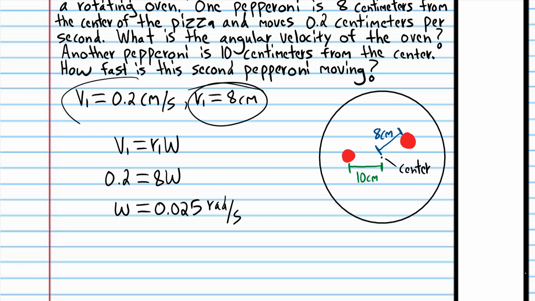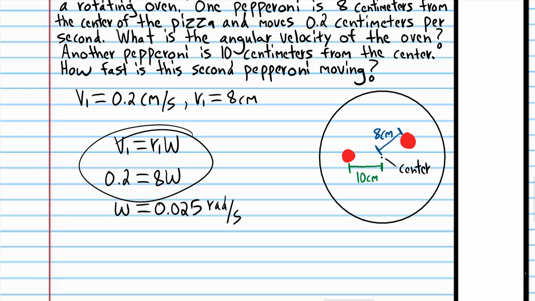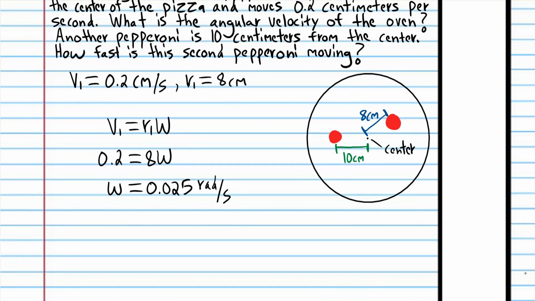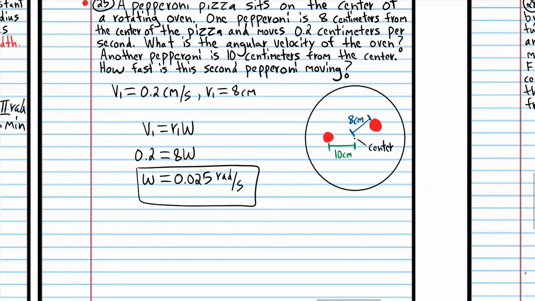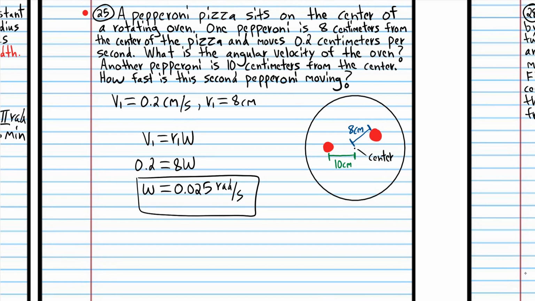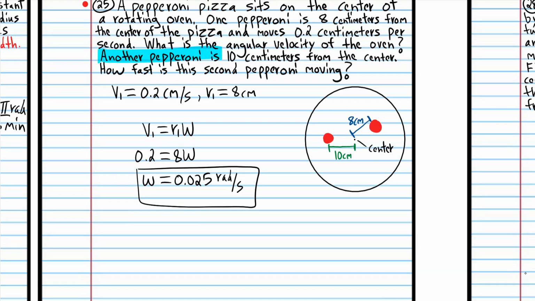When we plug in the radius and the linear velocity, there is no angle measure involved. So the only way for this equation to be true is if we have radian units. If we came up with degree units, this equation doesn't work with degrees, so that wouldn't make any sense. Long story short, we answered the first part: what is the angular velocity of the oven? But they now say another pepperoni is 10 centimeters from the center. How fast is the second pepperoni moving?